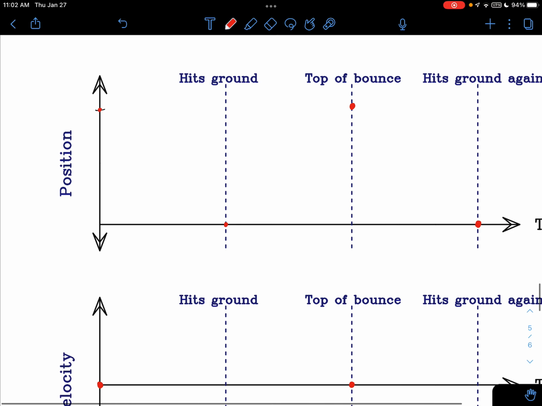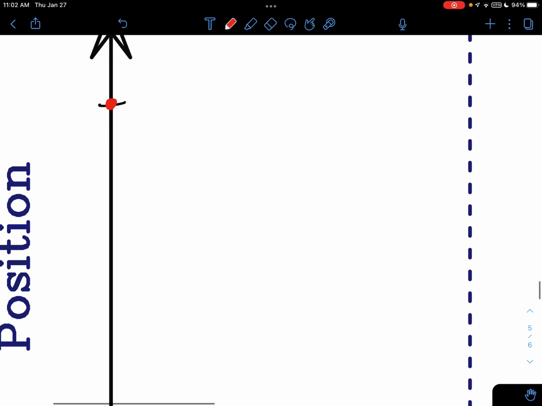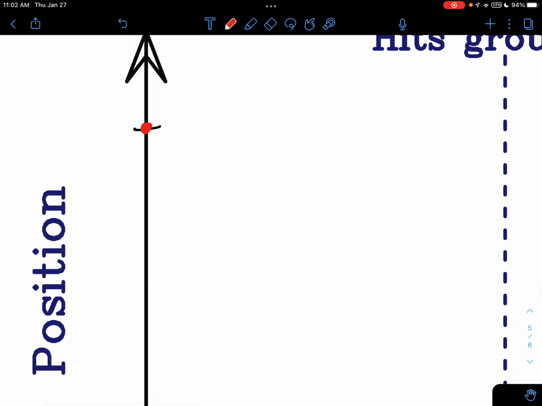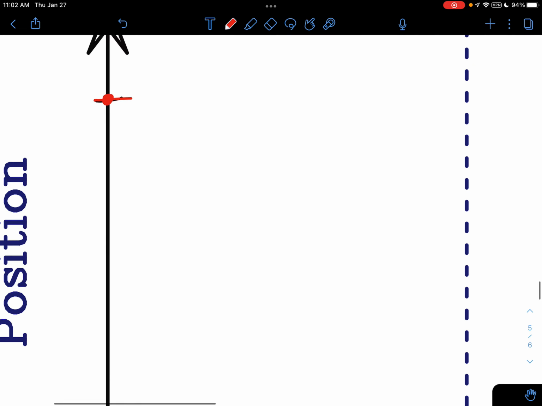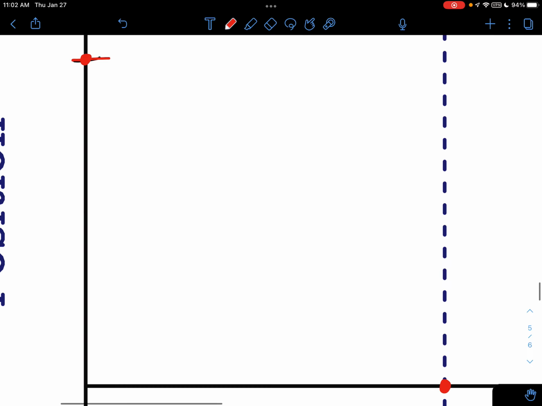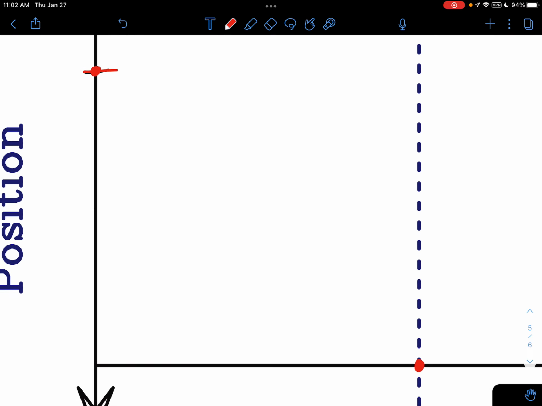So what we can do, we can look at our top. We know it starts from rest, so the slope of our position graph is going to be horizontal for just a split second, right? And then we know it starts going down, so the slope has to be getting more and more negative. The slope has to be negative going down, and it's going to be more and more negative, right? So we can get it increasing, increasing, increasing. Ooh, that's a bad curve, my bad.